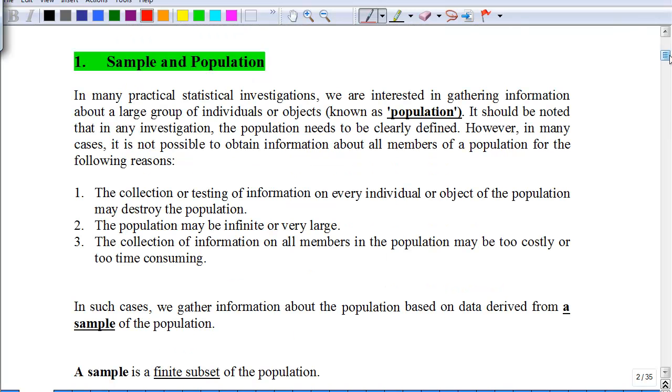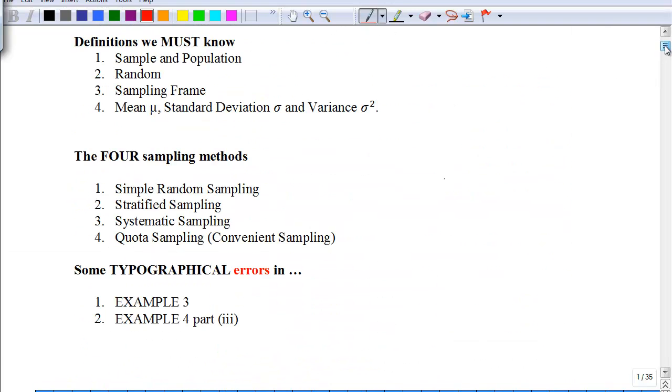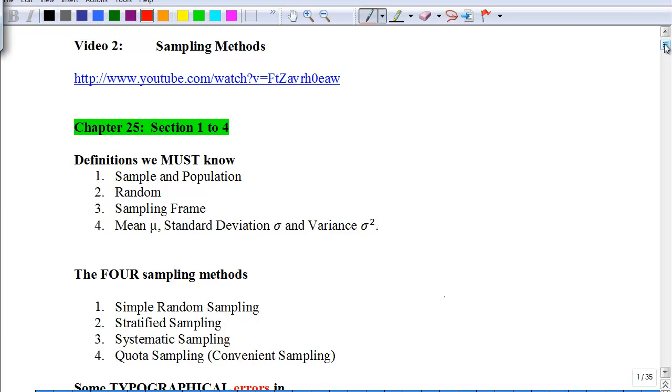Now the essence of sampling is very simple. Very often we just want to study certain characteristics of a population. Many times our population is just too big, and it's not economical to carry out a study on the whole population. So what we need to do is select a certain sample from within the population that could give us a good representation of what we want to know about the larger population.